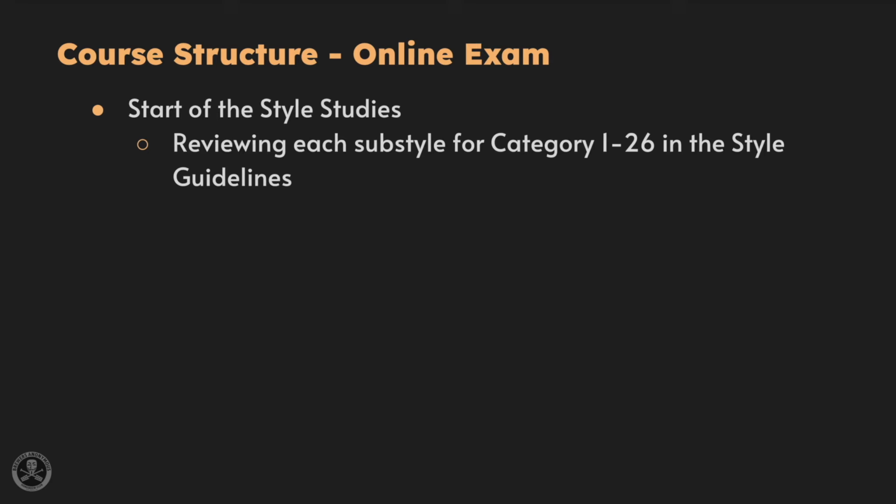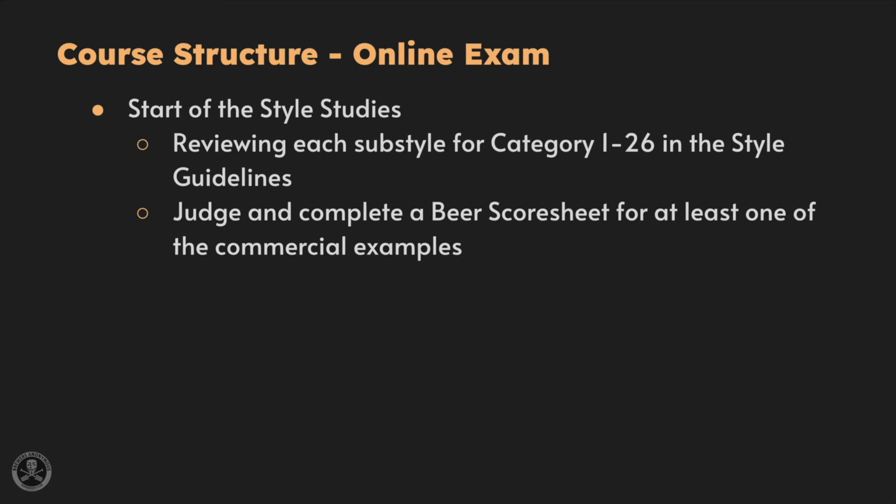We're not going to study styles 27 and beyond. None of those will be on the judging exam. So that does narrow down the amount of substyles altogether that we'll need to learn, but it still is a pretty significant number. While we're learning about those styles, we are going to judge and complete a beer score sheet for at least one of the commercial examples if we can find it.